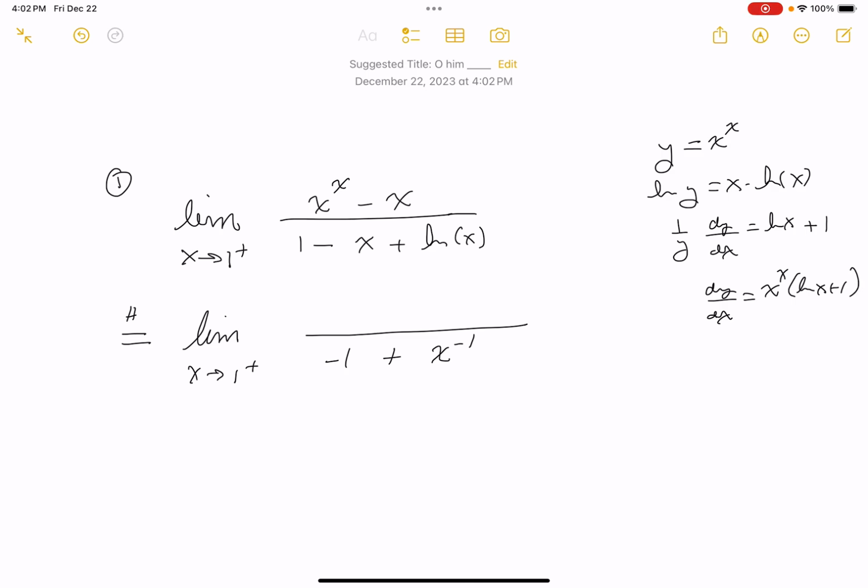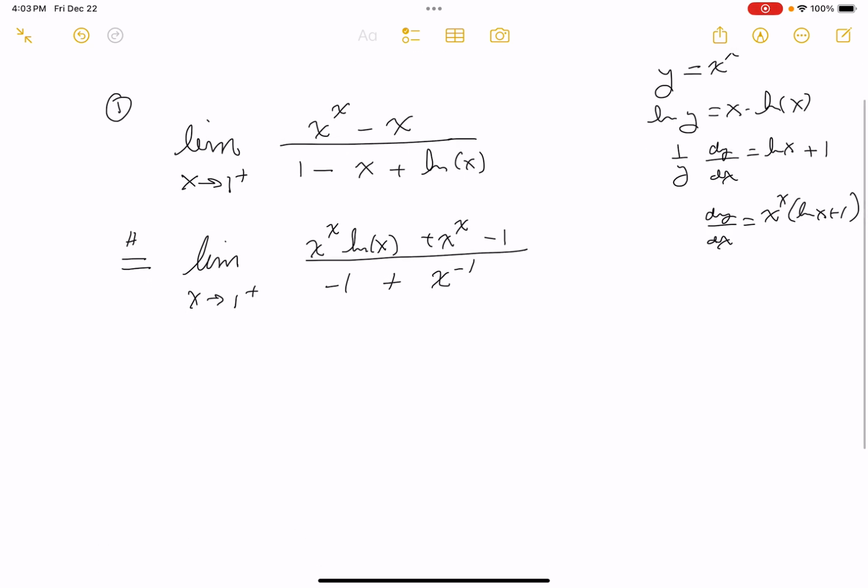I'll write this over here for you. So I get x to the x ln x, I'm distributing, by the way, plus x to the x, and the derivative of minus x is simply minus 1. Now I've got trouble again. The trouble is that as x goes towards 1, the bottom goes towards 0, and the top also goes towards 0. So I'm going to use L'Hopital's rule again.